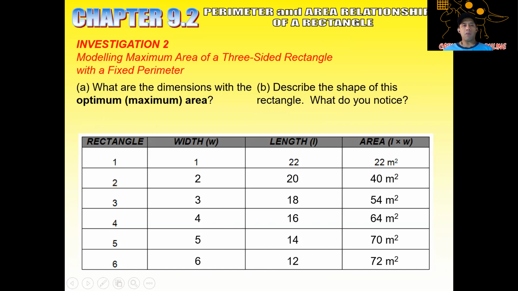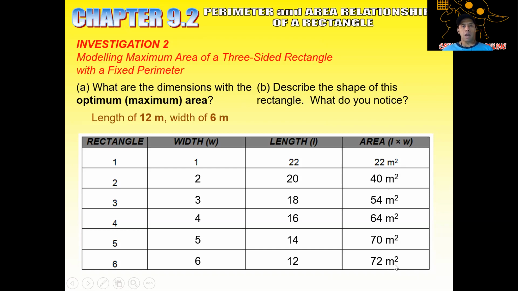Now, the key thing I want you to see here is that we're going to use this information to answer the following questions, and we're going to discover a relationship between width and length of three-sided figures. So what are the dimensions with the optimum or maximum area? As you can see here, if you look at this chart, the biggest area is this last one of 72 square meters.